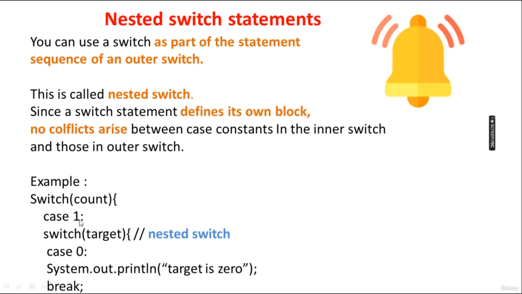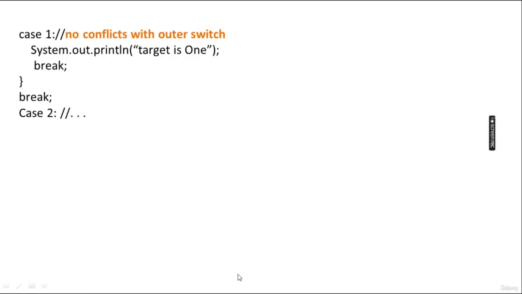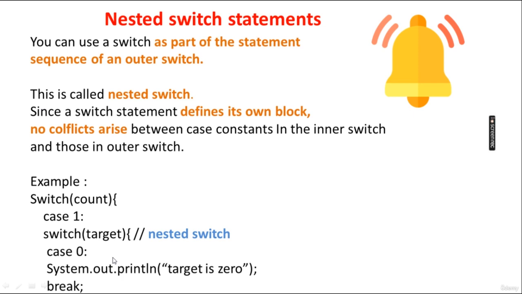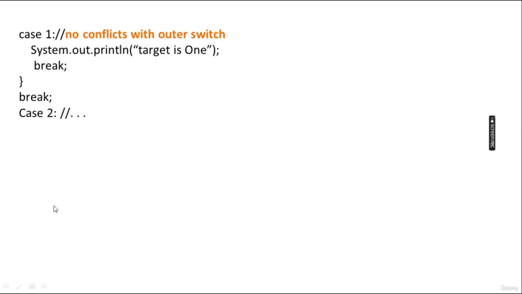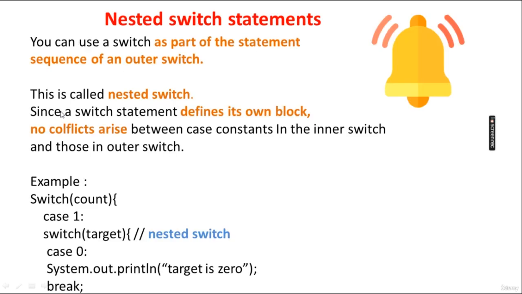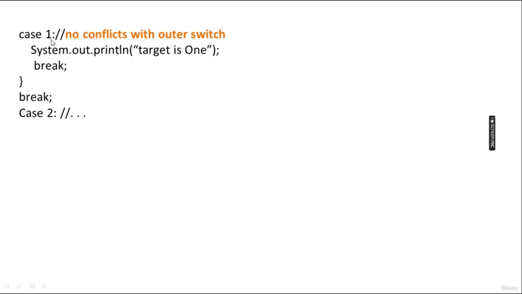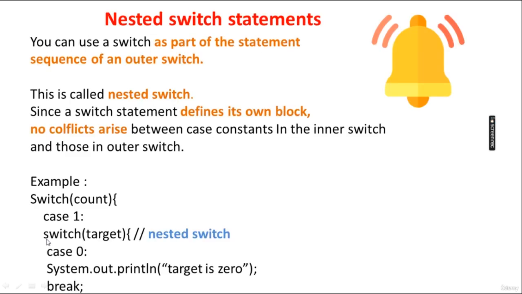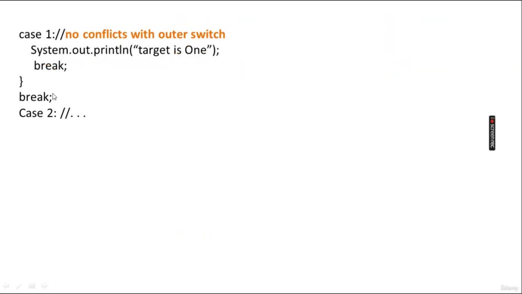For example, switch count, case 1, switch target, case 0, and case 1, and break, then case 2. Here, for this target, two values 0 and 1 are present, and here case 1 is for the outer switch, case 2 is for the outer switch. So no conflicts arise between this case 1 and this case 1, because this is the inner switch and this is the outer switch. So no conflict will arise.